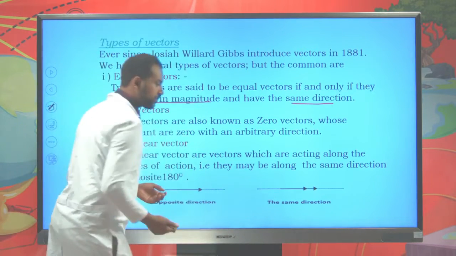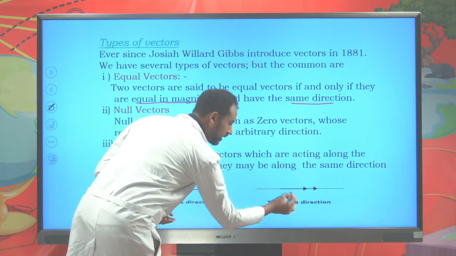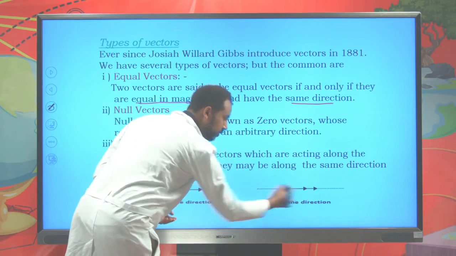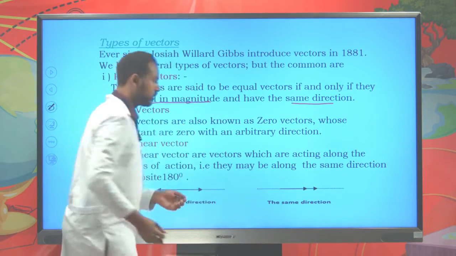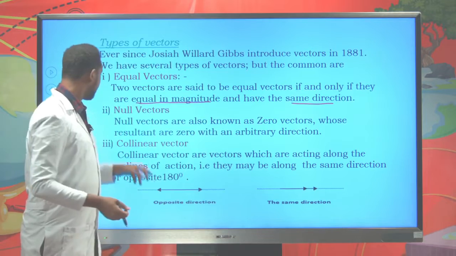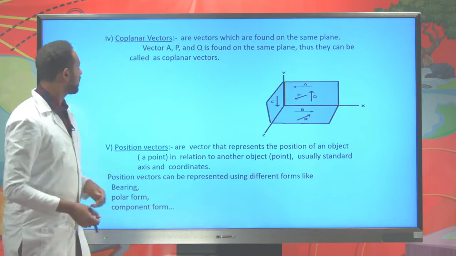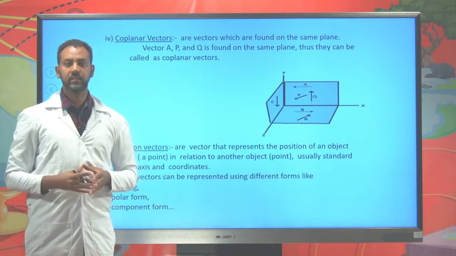Here as well, the two vectors are acting in the same direction, and they are found on the same line of action. They are called collinear vectors. And the other point is coplanar vectors.